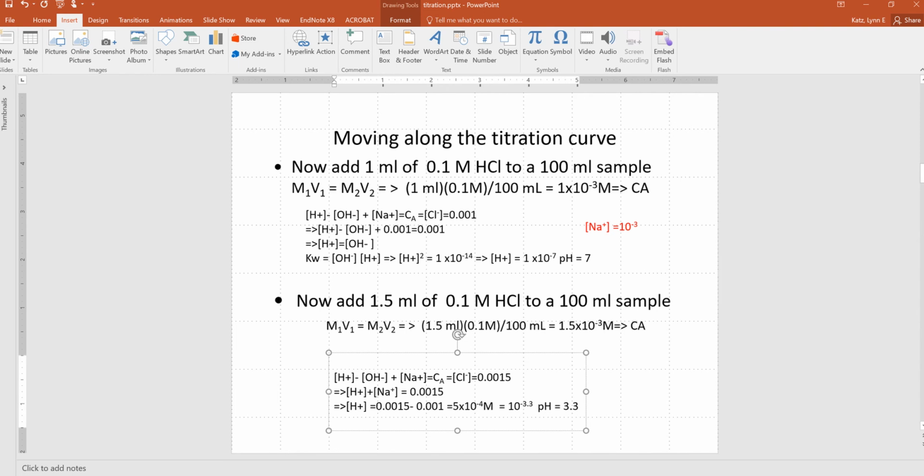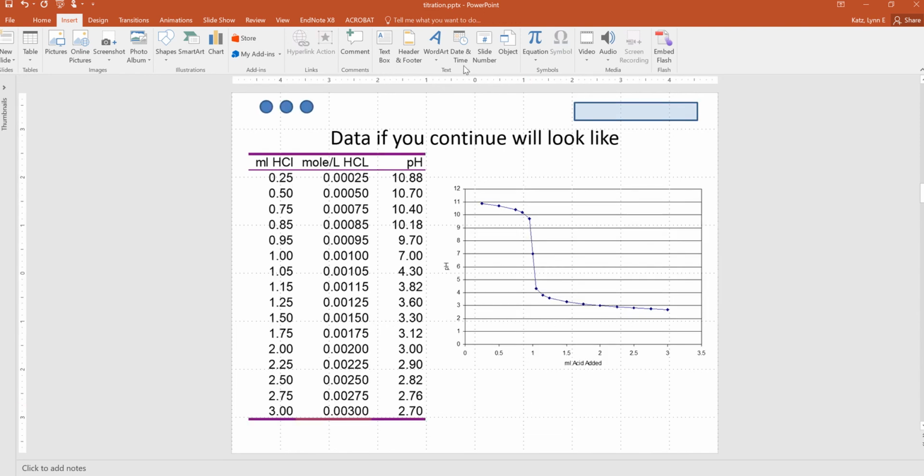So what does this look like when I start plotting it all up? Well, I solved it for a whole bunch of different additions of hydrochloric acid, so I have a whole series of beakers here, where here's the milliliters I've added, and using M1V1 equals M2V2, this column is the moles of hydrochloric acid I have per liter, or in other words, that I've added. This is my chloride concentration in each case, or the amount of acid that I've added. So let's take a look.